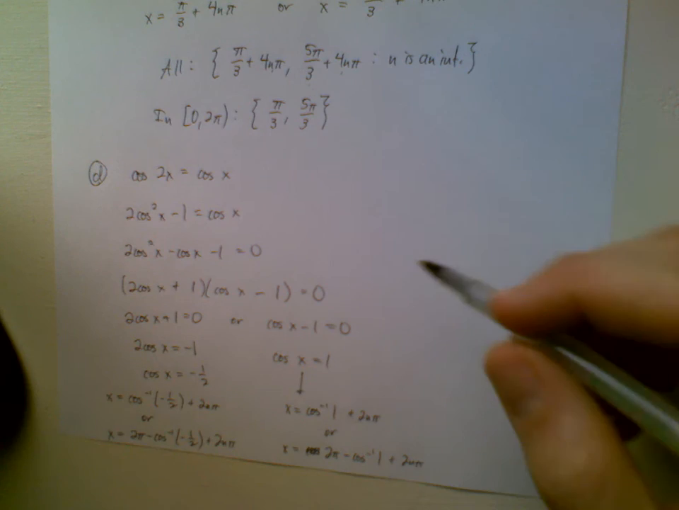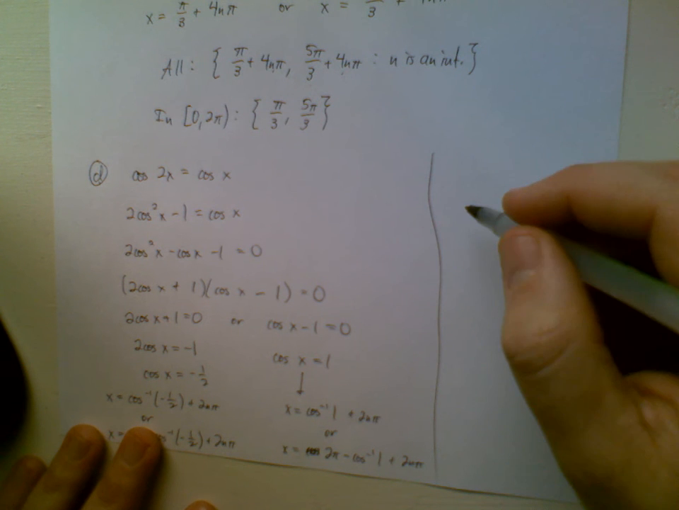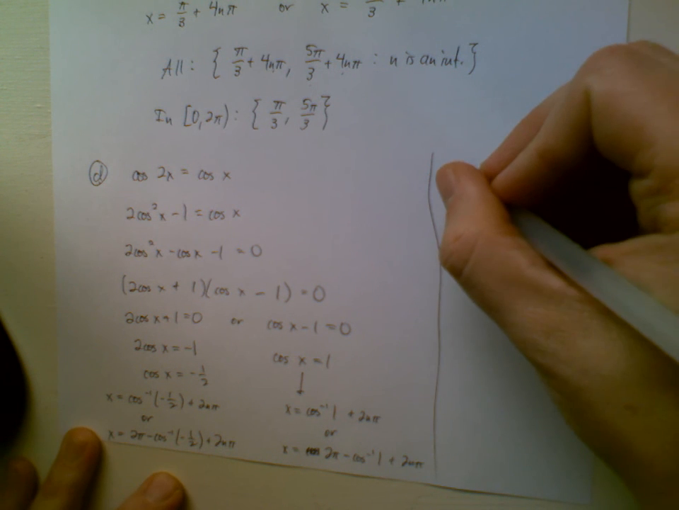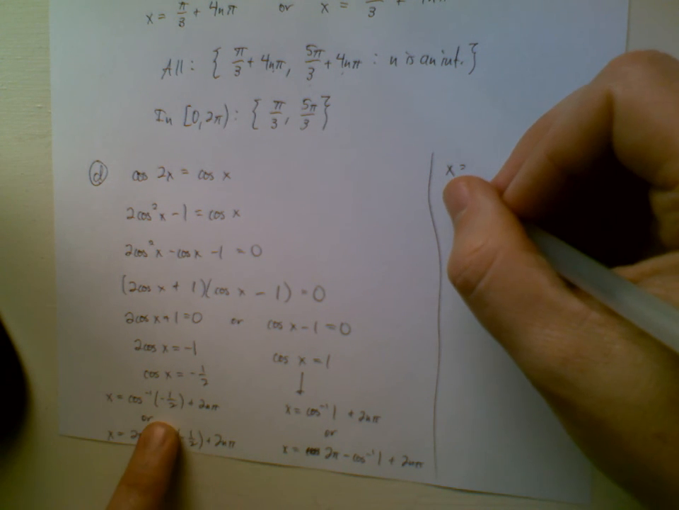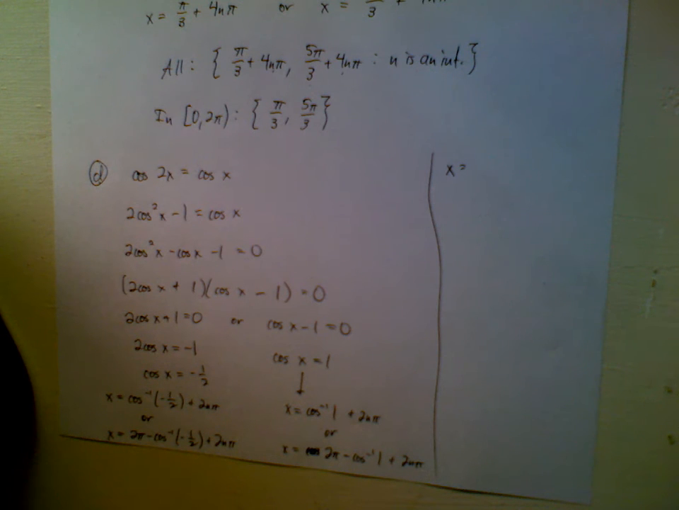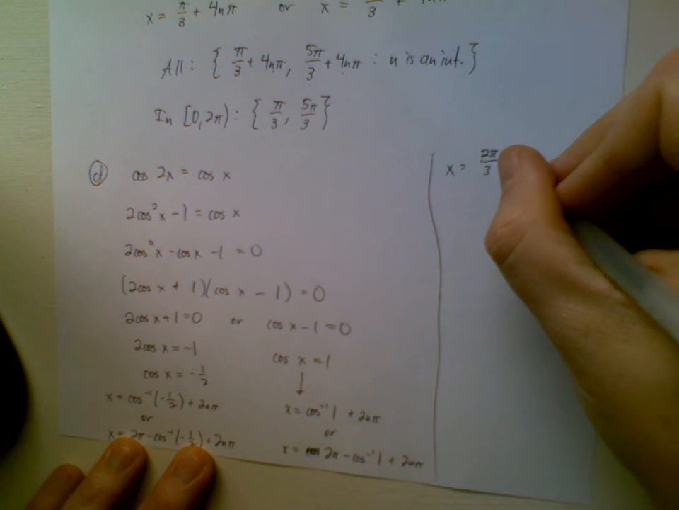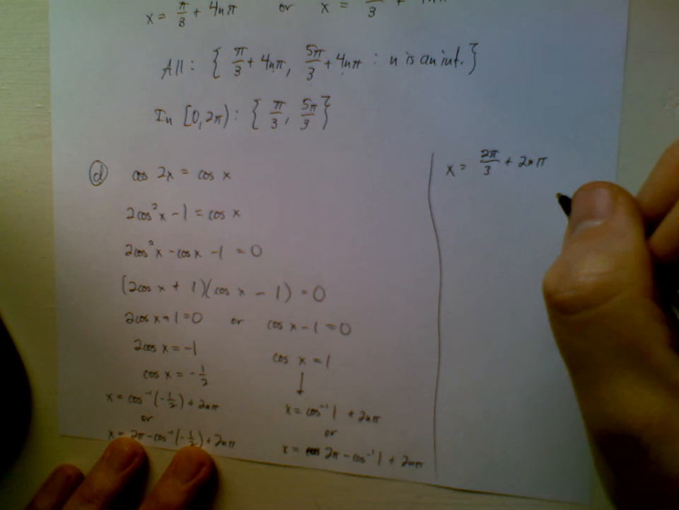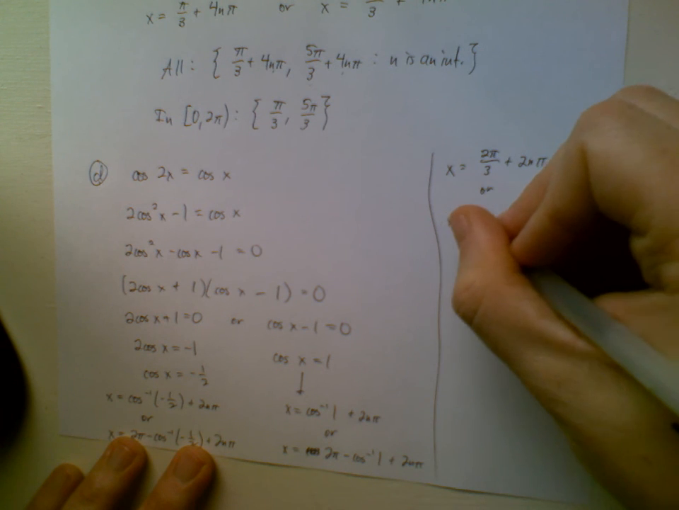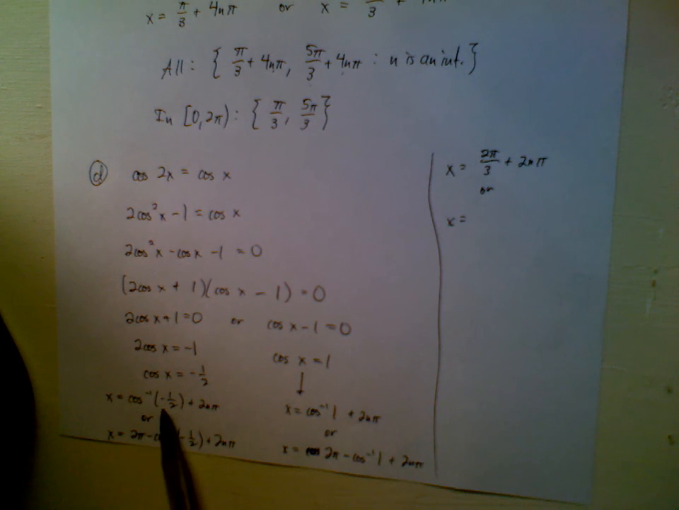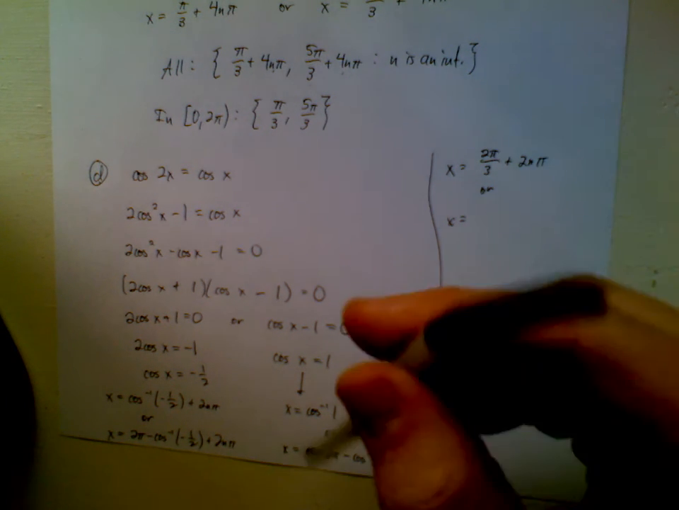Okay, let's finish this up. Now I'm going to come back up here to finish this out. I've got x equals cosine inverse of -1/2. I'm thinking that's 2 pi over 3. It could also be x is 2 pi minus cosine inverse of -1/2, which is 2 pi minus 2 pi over 3. So this is 6 pi over 3 minus 2 pi over 3. That's 4 pi over 3.